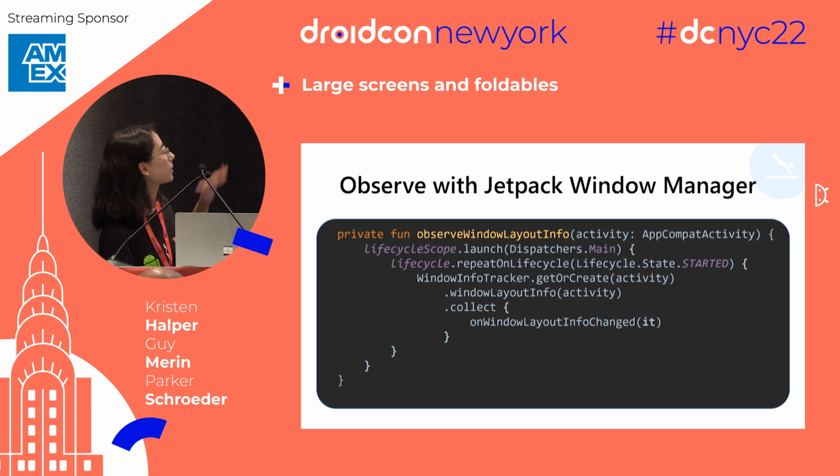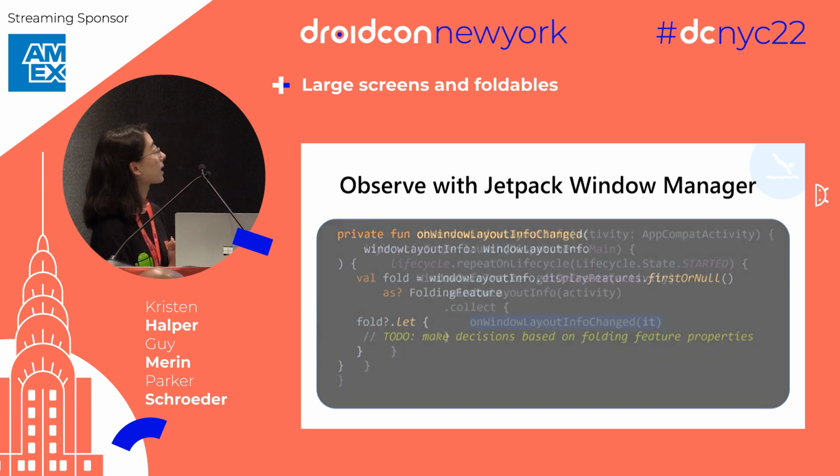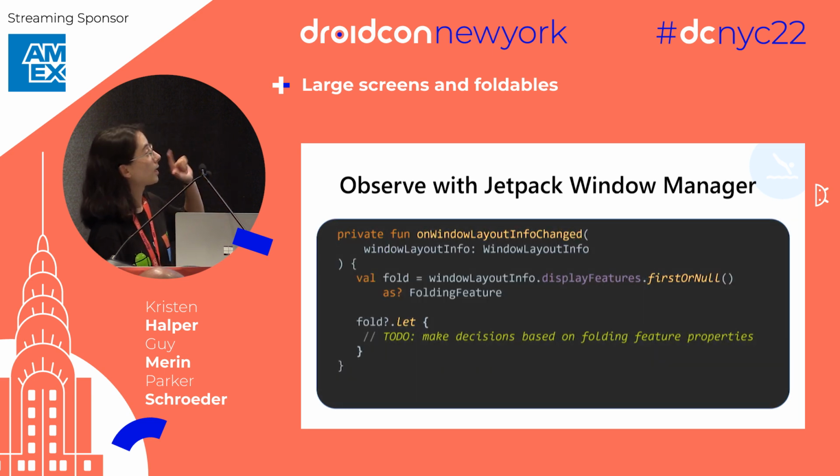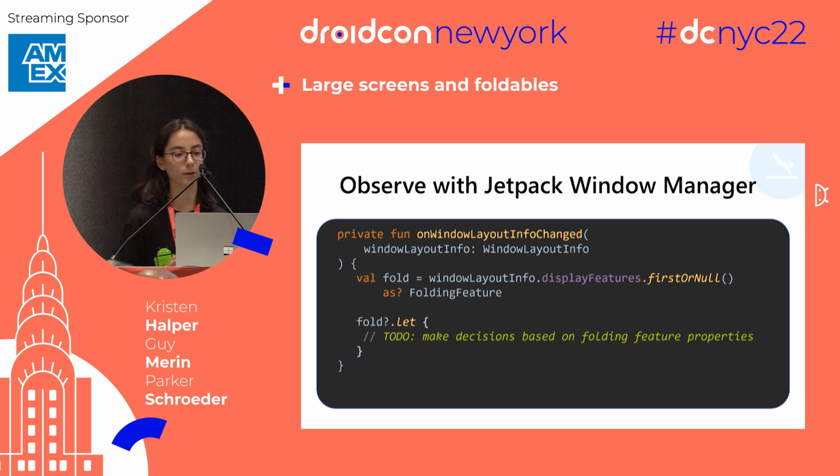So if we look in the code snippet, we're calling collect here on a window layout info flow, and inside these inner brackets is where we're going to add our logic to use this window layout info information. If we go into this on window layout info changed method, you can see we have access to this window layout info object that has this display features property. From this list of display features, you will try to extract a folding feature, and if one exists and it's not null, then you can use this folding feature and check its properties to make decisions about your layout.